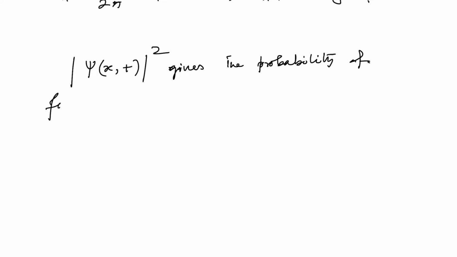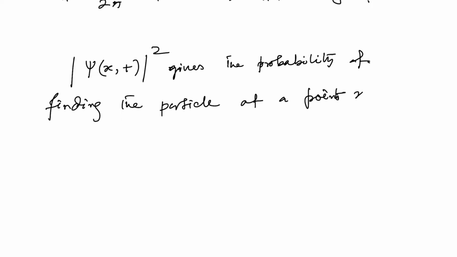Of finding the particle at a point x at time t. That means we can't say that the particle is at the point x. We can't be 100% sure at time t. We can just find a probability of getting it there.